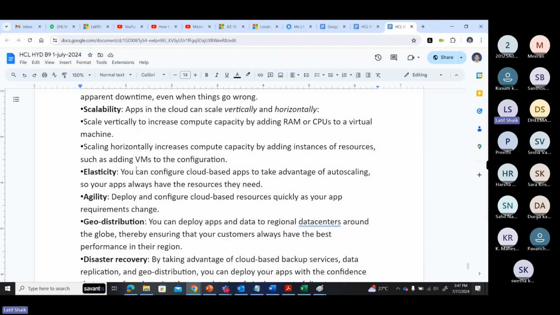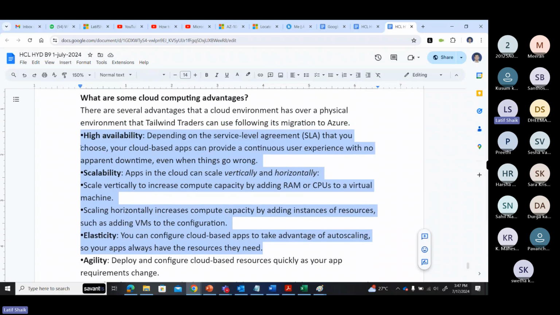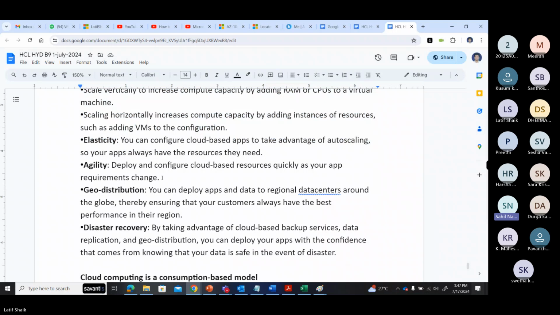Out of all the features of cloud, elasticity is very important, because it is able to do auto scaling and auto load balancing. It expands your infrastructure and collapses your infrastructure depending upon demand. Do you guys understand elasticity, scalability and high availability? Yes, sir.